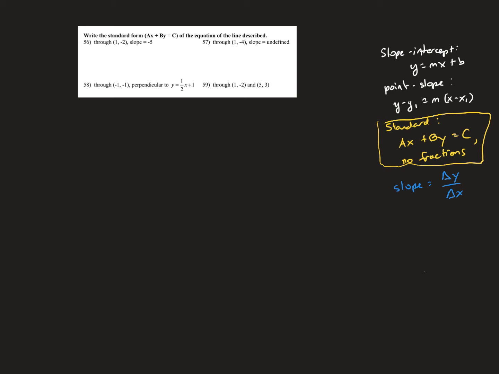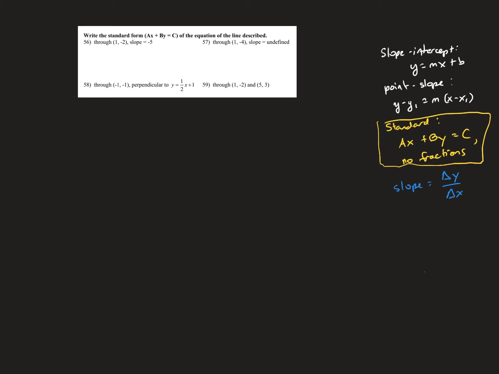And then standard, which is kind of a weird form because it doesn't have any direct application to the information that you're given. Like point-slope is like, hey, slope, point. Slope-intercept, hey, slope, y-intercept. But the standard form is just, it's got this A, B, and C, and there's no direct correlation. I mean, there is, but not directly from the information.